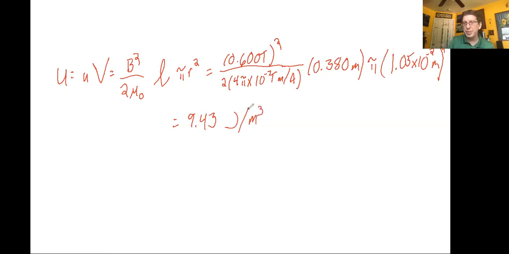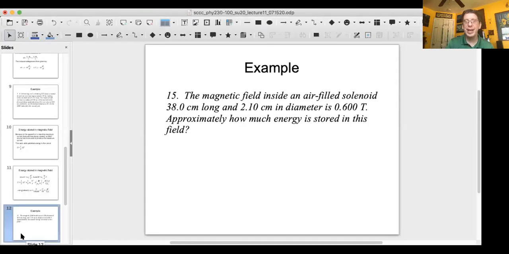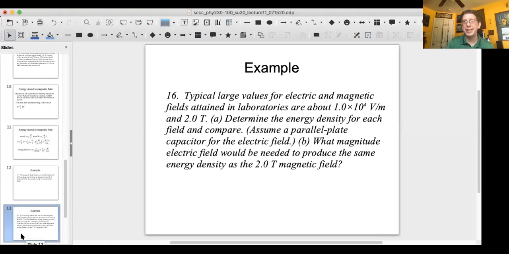So that's a noticeable amount of energy. This next example will show how to compare that to what you can store in an electric field. So let's look at this example. This example is problem number 16.